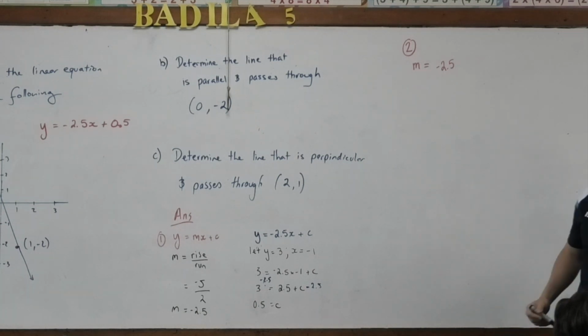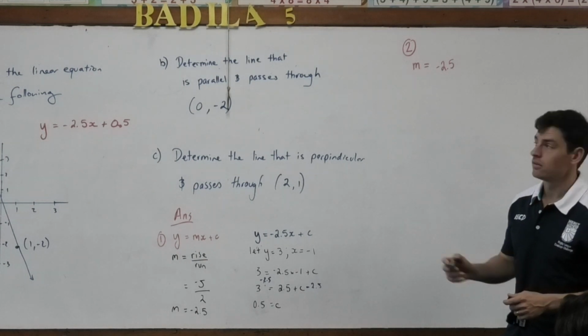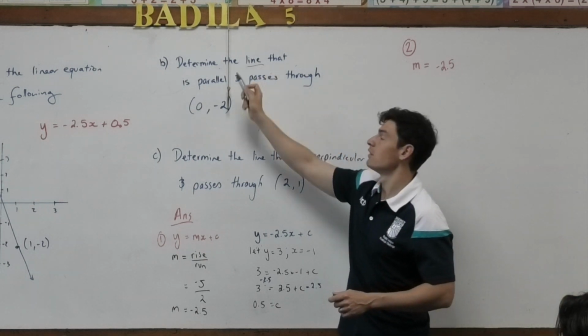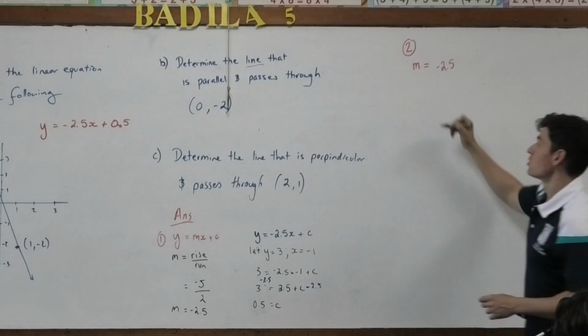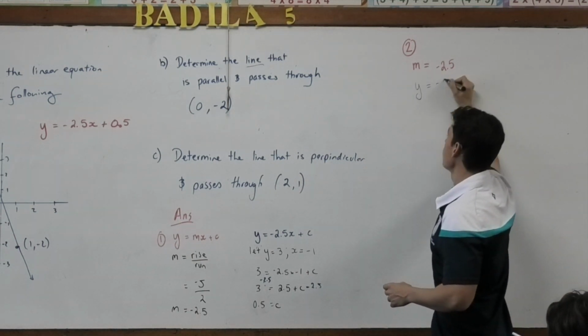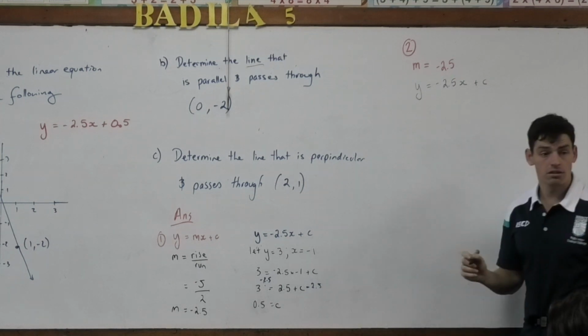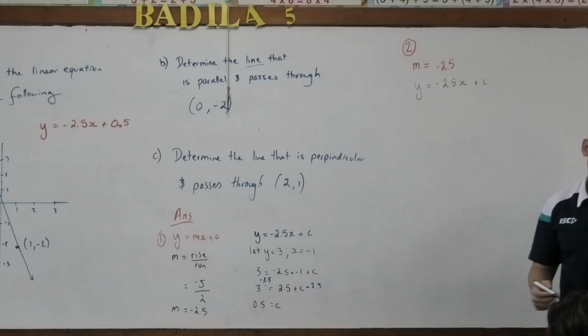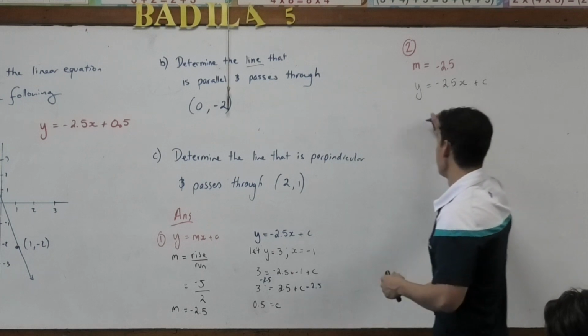What do I want my final value to look like? What do I want? The equation of the? What's an equation for a line? y equals? So I'm at this point here where I've got y equals negative 2.5x plus c. What do I need to know? I want to find c. How do I find c? Sub in a known value. Do I have any known values here?